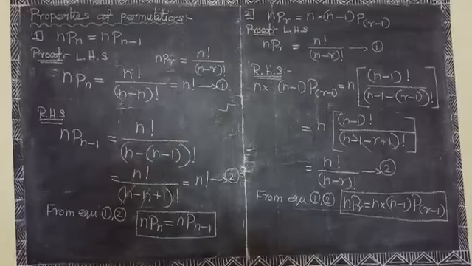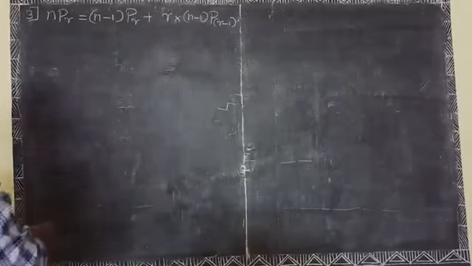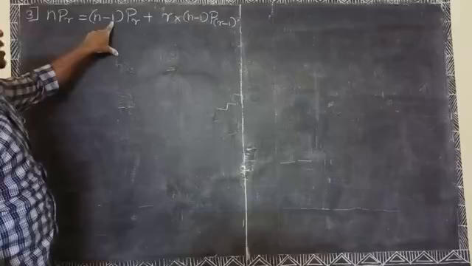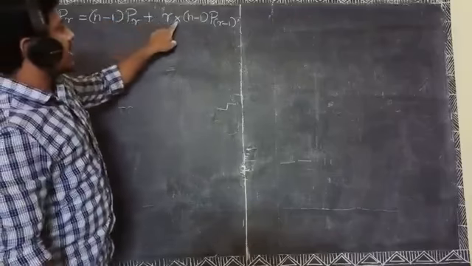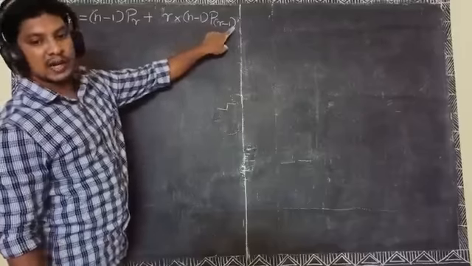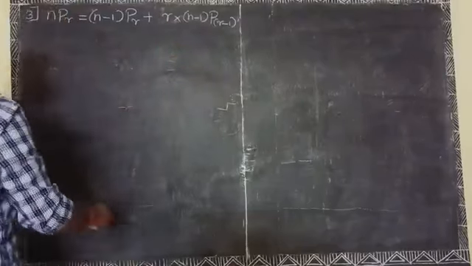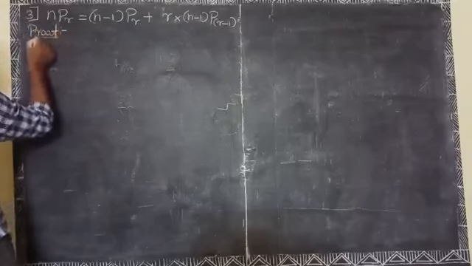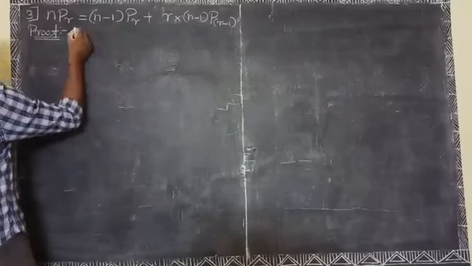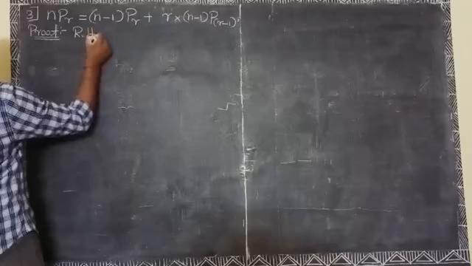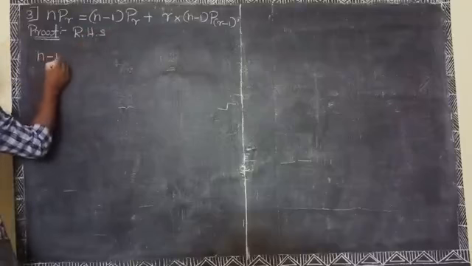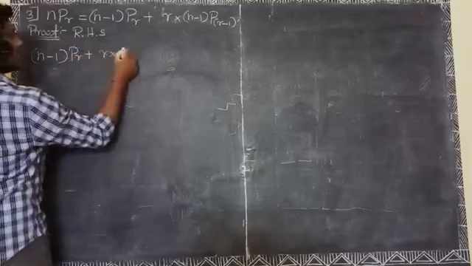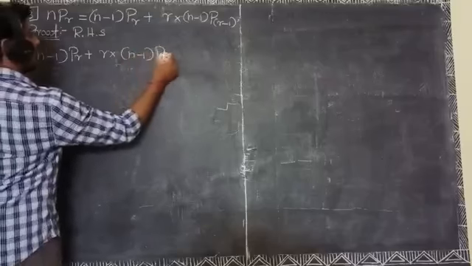Next, property number 3: nPr is equal to (n minus 1)Pr plus r into (n minus 1)P(r minus 1). Proof. Take RHS. It is (n minus 1)Pr plus r into (n minus 1)P(r minus 1).